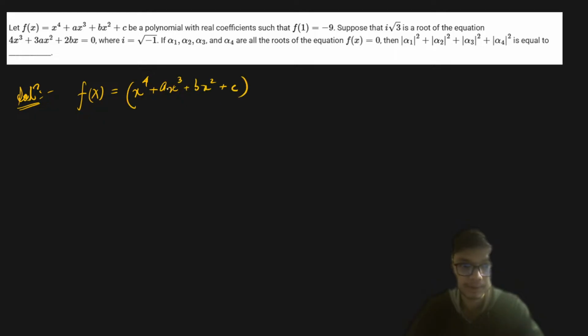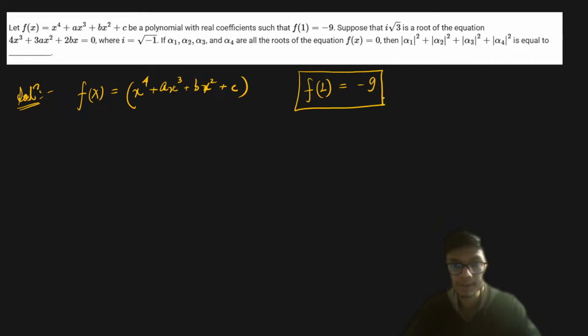If we try to solve this problem, first and foremost, what we can see is that there is a polynomial f of x defined as x to the power 4 plus a x cube plus b x square plus c, where a, b, c are real coefficients, such that f of 1 is equal to minus 9.